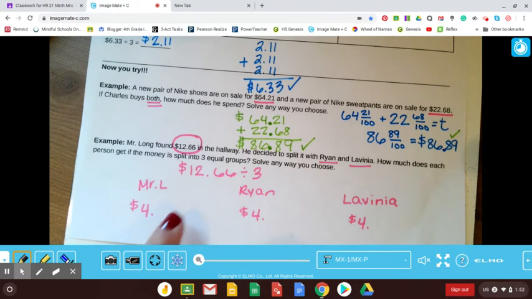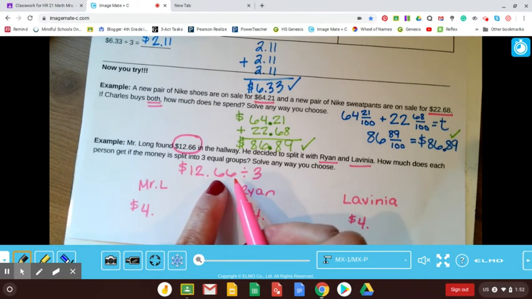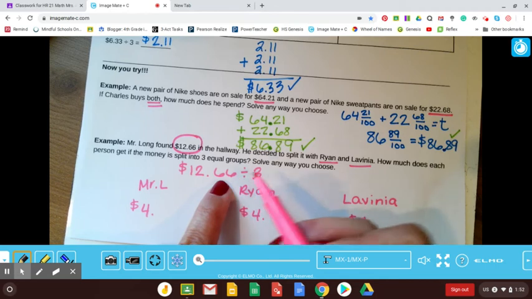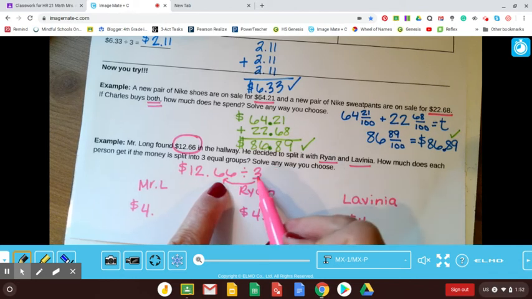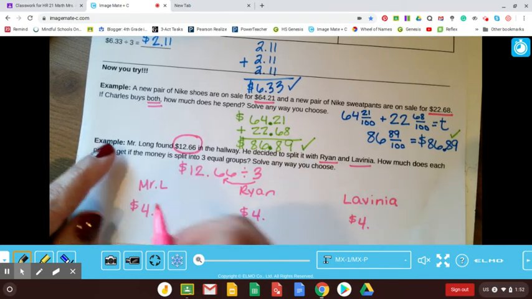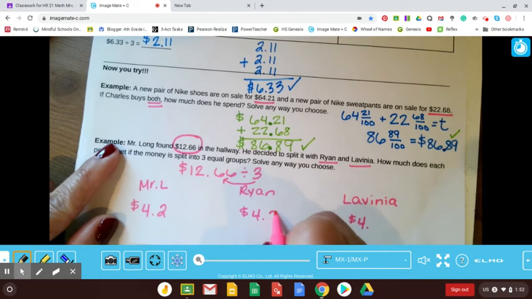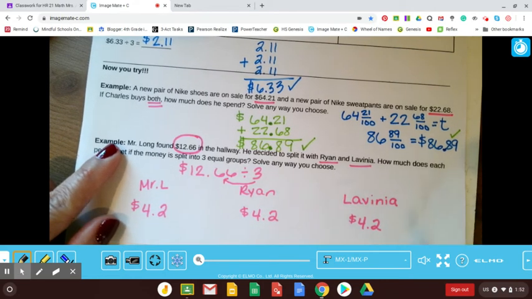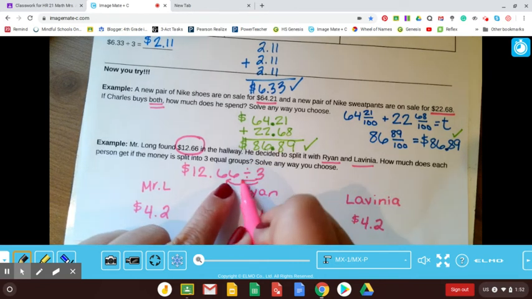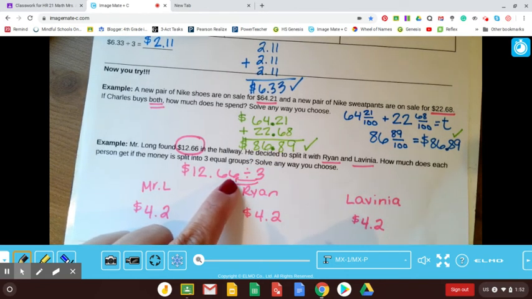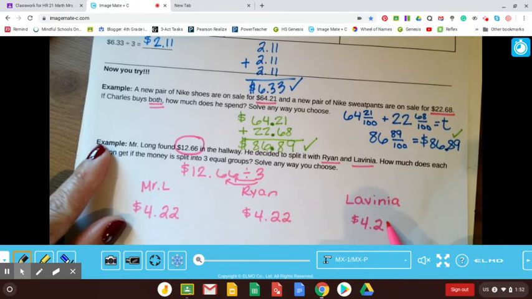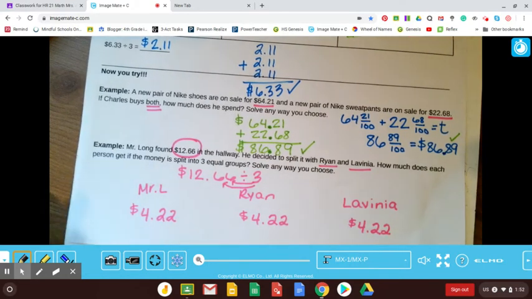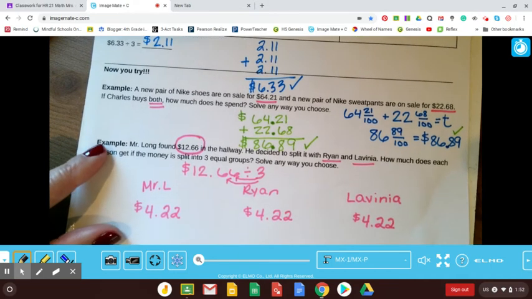Okay, and now let's consider the change portion, right? The decimal portion, 66 hundredths. I also could take my 3 and say to myself, well, 3 times what equals 6? That would be 2. So 2 tenths here, 2 tenths here, and 2 tenths for Lavinia as well. And same thing with my 6 hundredths. 6 divided by 3 would be 2 again. So I could do 2 hundredths here, 2 hundredths here, and 2 hundredths here, giving me $4.22 per person.